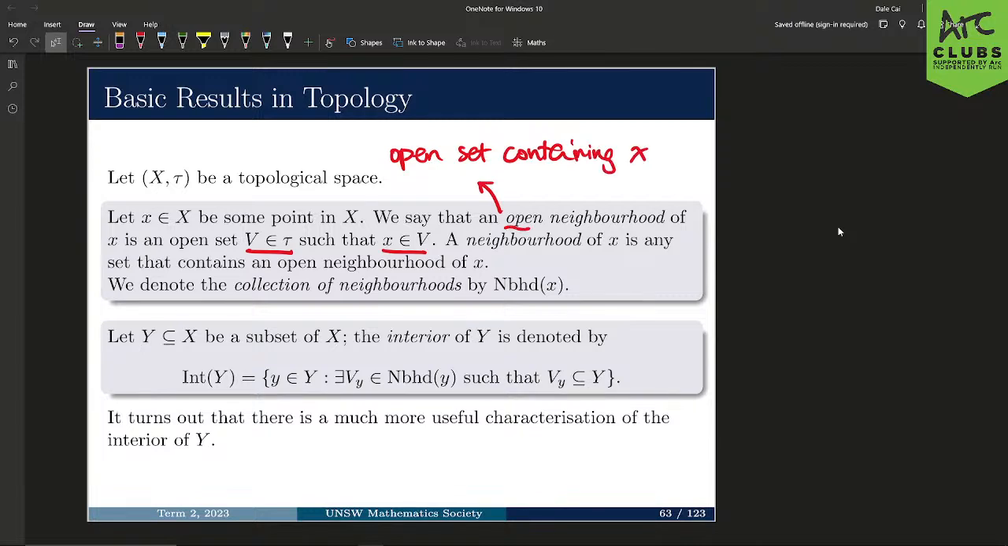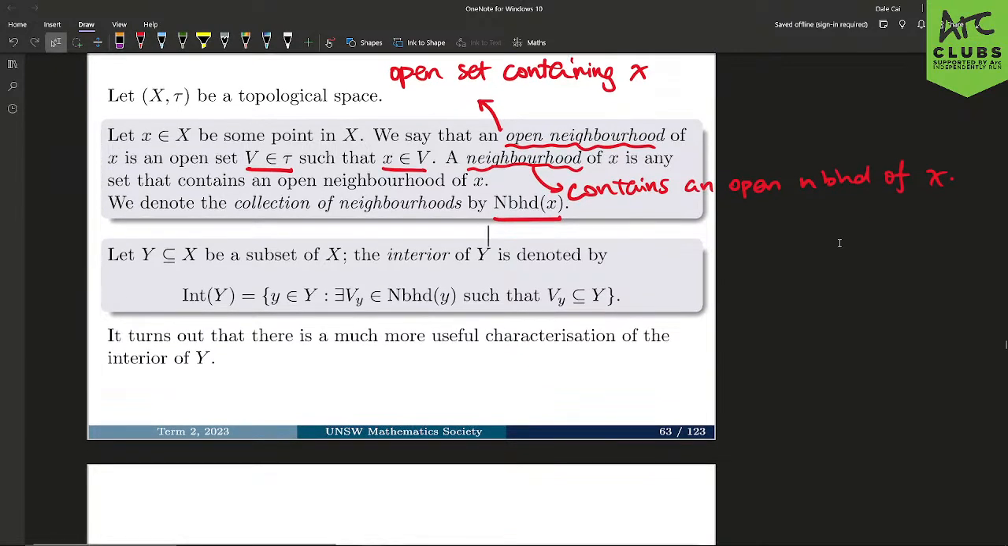And a neighborhood, so that was an open neighborhood. A neighborhood, all it needs to do is contain an open neighborhood. And the collection of neighborhoods is called NBHD, neighborhood. We can then define the interior of Y by the set of all y such that there's a neighborhood inside Y.